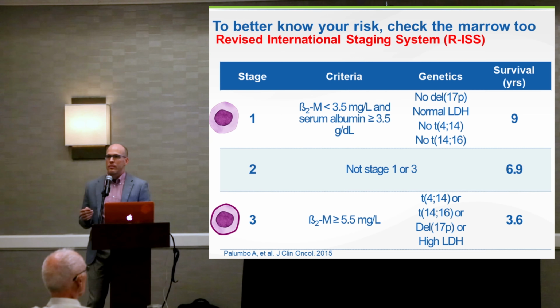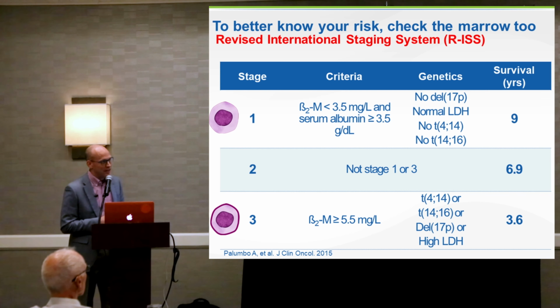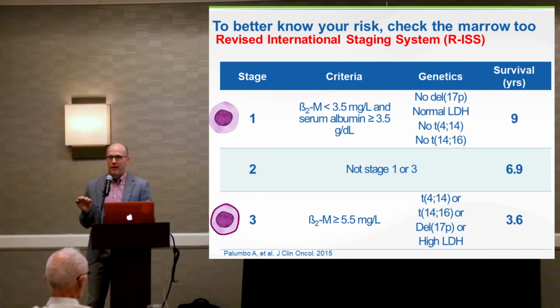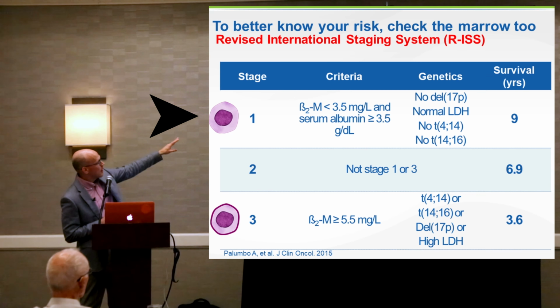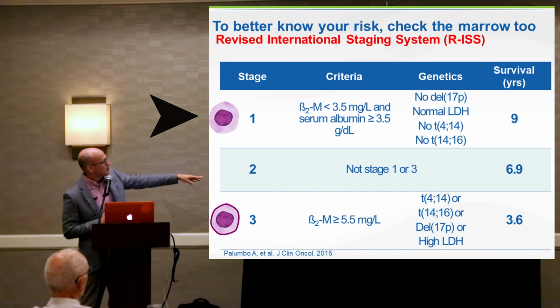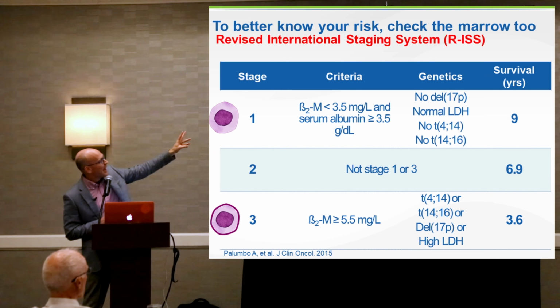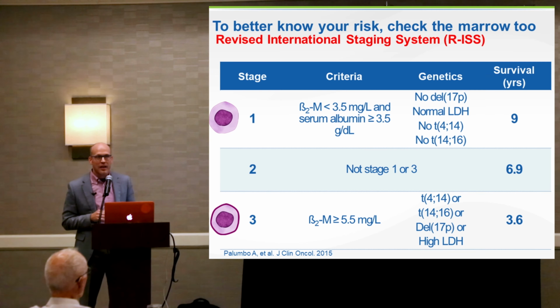So we developed a revised international staging system, which is slightly more complicated. And you can see the beta-2 microglobulin is still there. You can see it down there at stage 3, so the criteria is there. But now we add in primarily some genetics.